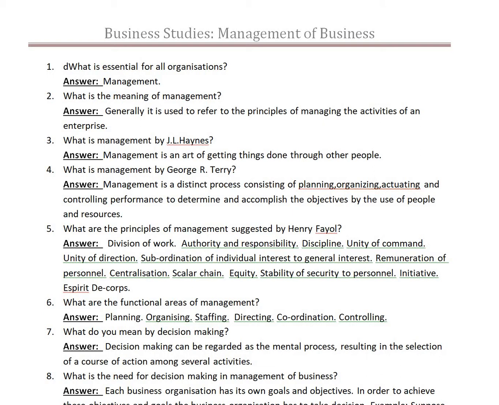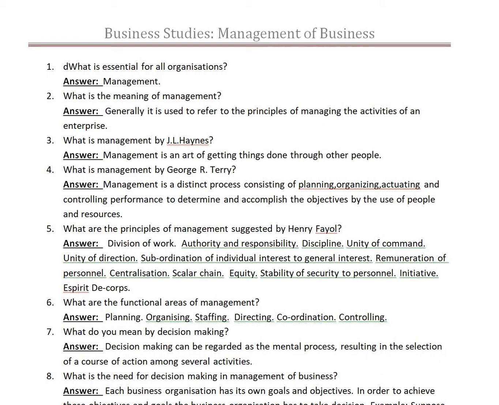What is essential for all organizations? Whether the organization is big or small, whether it is making profit or not, whether it is a manufacturing organization or a service sector, in all the fields management is essential for all organizations.